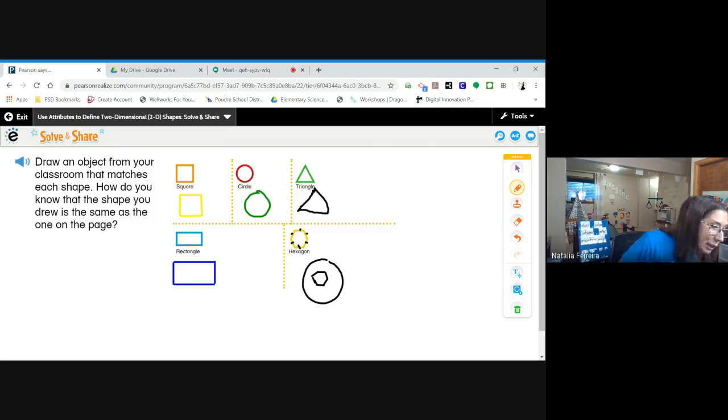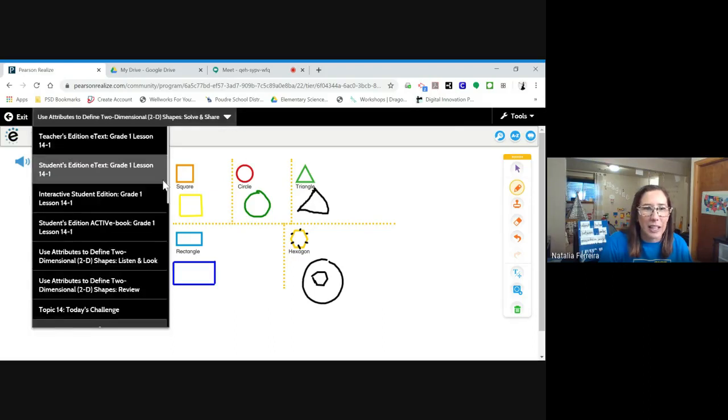I would like you guys to look around your house to see if you can find something that is square, circle, triangle, rectangle, and hexagon. Okay, let's move on to our visual learning.